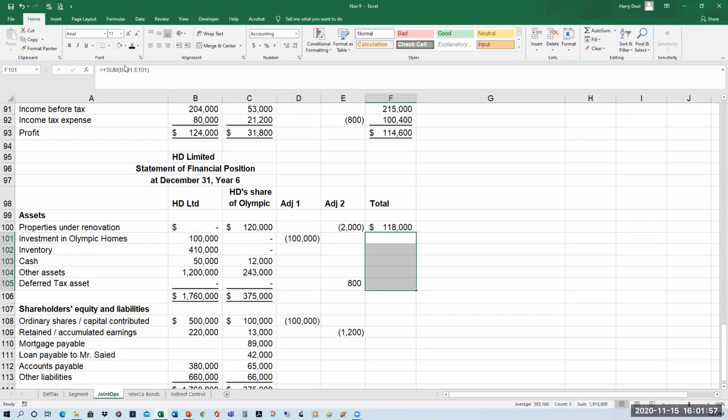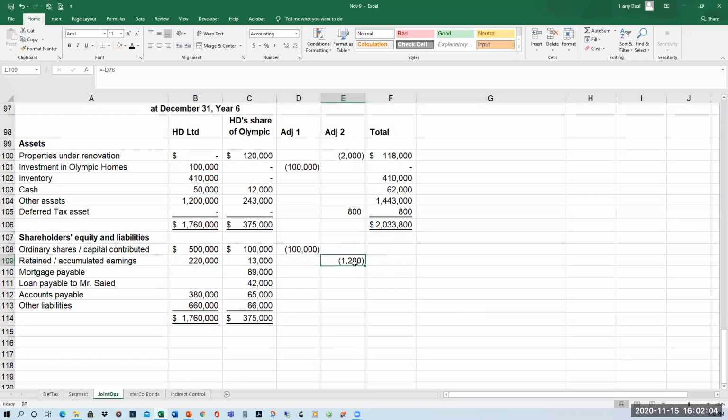The rest of the assets, not really any change there. We end up getting a total of assets, $2,033,800. $1,200, remember I was mentioning, is the net adjustment for the unrealized profit. That is an additional adjustment to retained earnings, because we did not calculate retained earnings separately. And so in total, we have total liabilities and shareholders' equity, $2,033,800, which agrees with the total of the assets.